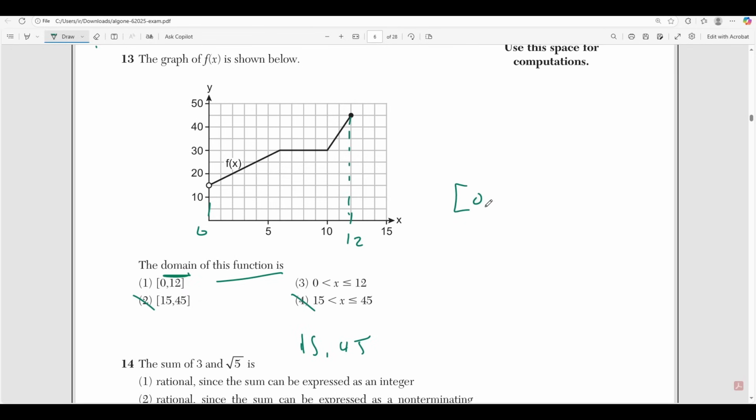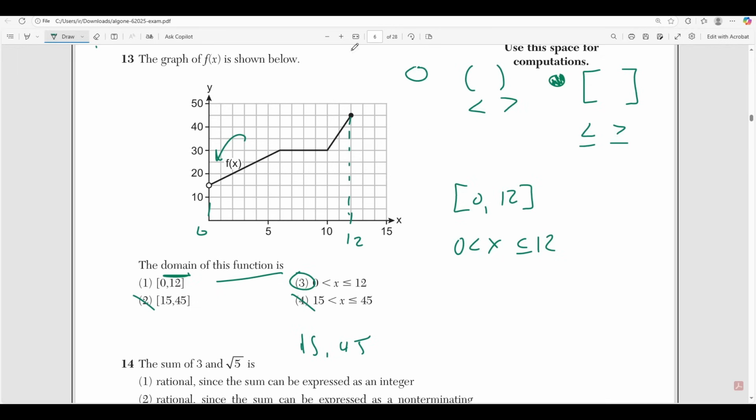Now, is it 0 to 12 in brackets, or is it x is greater than 0 but less than or equal to 12? And the answer is that it has to be greater than 0 but less than or equal to 12, and that's because of these circles. Whenever you see an open circle, that means that the graph technically starts after that point, right? So whenever you see an open circle, you're going to write that as a parentheses in this notation, or as a less than or greater than sign, right? In that notation. When you see a closed circle, you're going to write that as a closed bracket, right? Or as a greater than or equal to sign, or a less than or equal to sign. So these are the two differences.